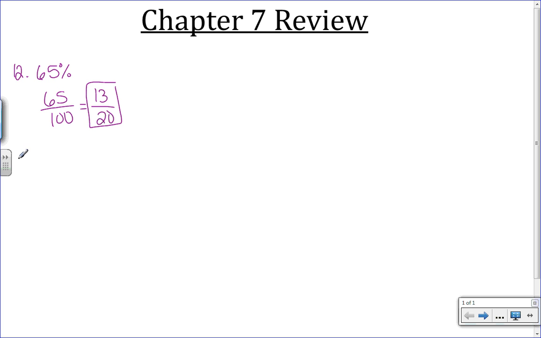Okay, the next even problem is number 18. Number 18 says write each fraction as a percent, and the fraction is 4 over 15. And remember, there's a couple different ways you could do this. If you wanted to do this as a proportion, you could do 4 over 15 equals x over 100 and then cross multiply to get the percent. Or you could divide 4 by 15 to get a decimal and then move the decimal place twice to get a percent. Either of those will work just fine.